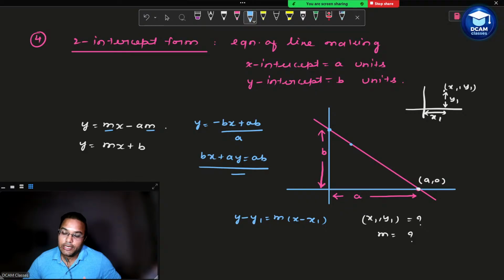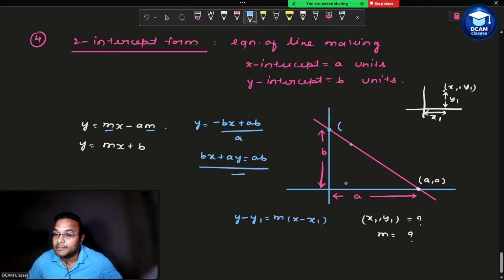Now the other point, the upper one. Can you tell me how I'll write this point? What will be its coordinates? It will be 0 comma b. This distance is b, na? From here to here, this distance is b, na? 0 comma b. Correct, na? No confusion. Confusion should not be there. You should be very clear.